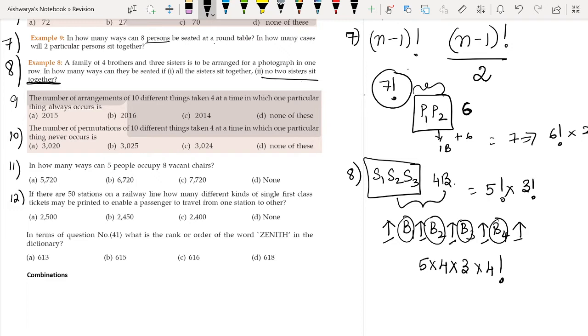Okay, so this is something we have not done earlier. No two sisters sit together, this is slightly different.